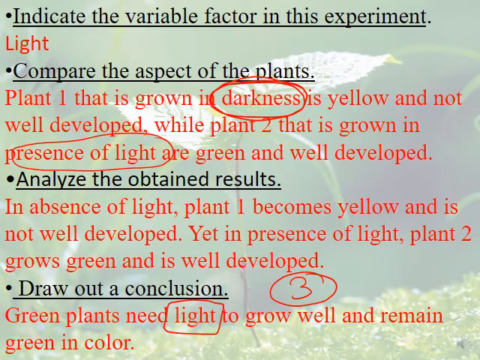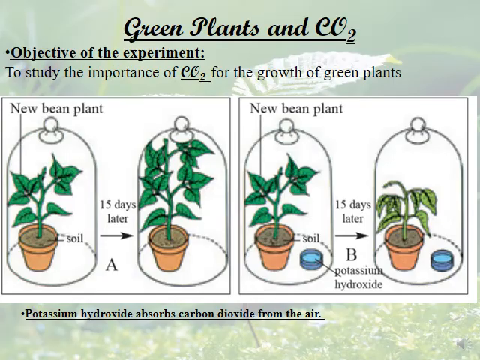So till now, we have 3 needs. It needs light, it needs water, and it needs mineral salts. So it needs light to grow well and remain green in color.